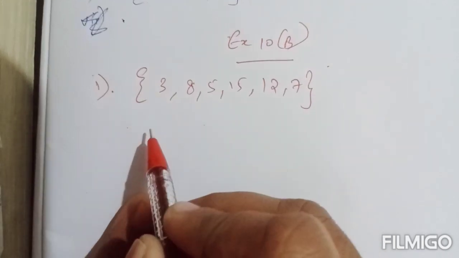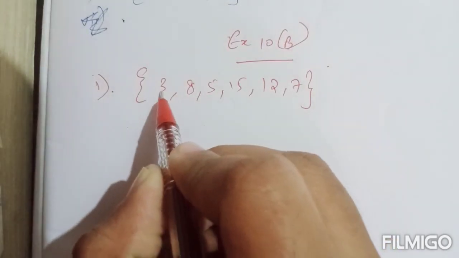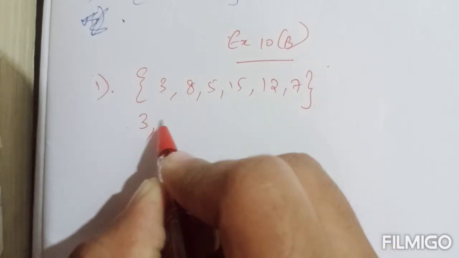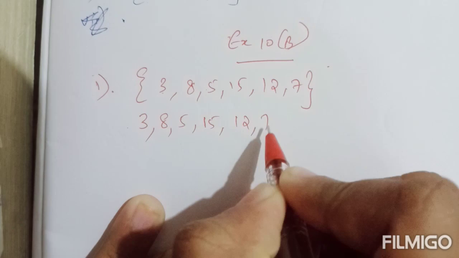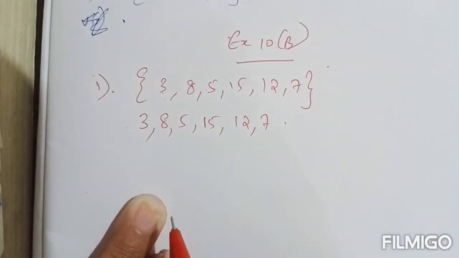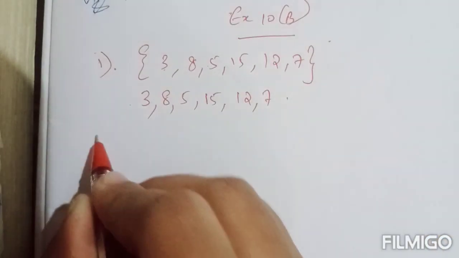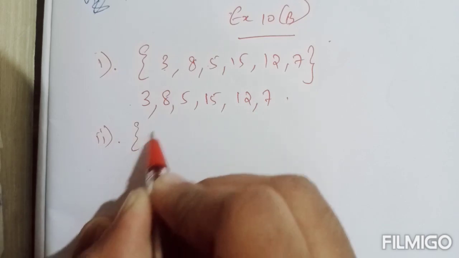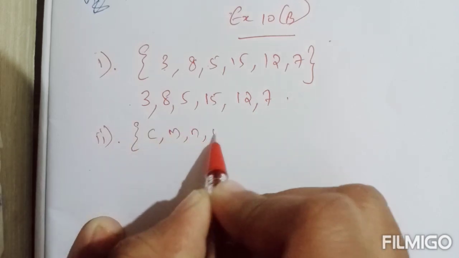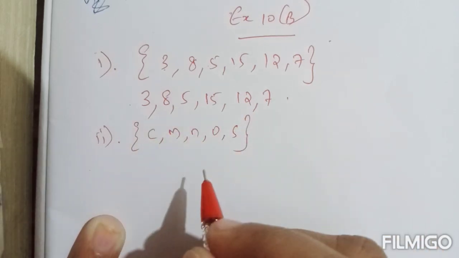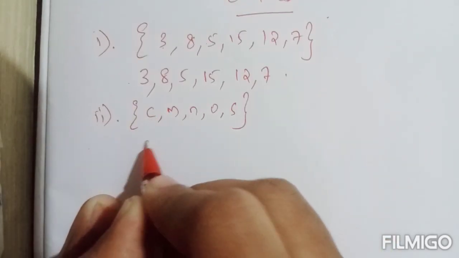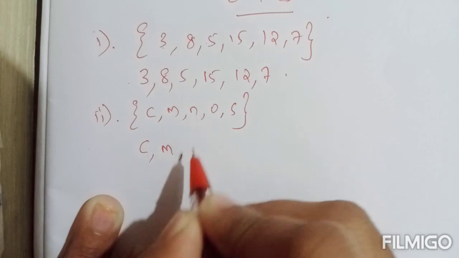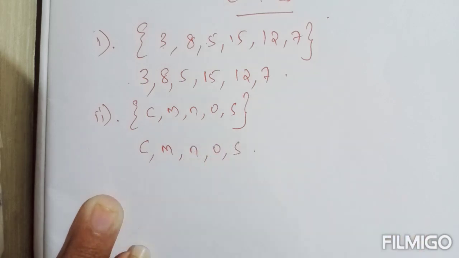So you can write all its members. Members you can see 3 is there, 8 is there, 5 is there, 15, then 12, 7. So these are the members of the set, or elements of the set. Now second set, it is C, M, N, O, S. So what are the members or elements of the set here? You can write down C, M, N, O, S.